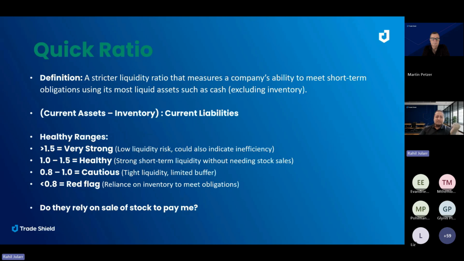So those are your liquidity ratios. And again, what do they speak to? They speak to, can they pay me now or on time?